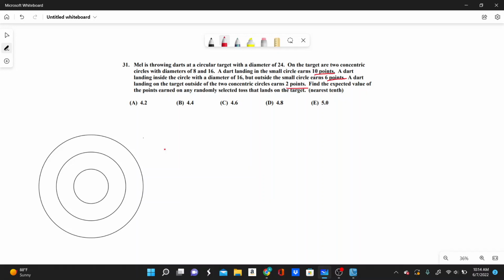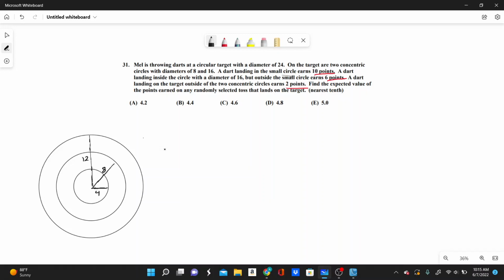So I have 3 concentric circles here, and instead of writing the diameters, I'm actually going to write the radii. For our inner circle, a diameter of 8 means a radius of 4. The medium circle has a diameter of 16, so that's a radius of 8. And our biggest circle has a diameter of 24, so that's a radius of 12.